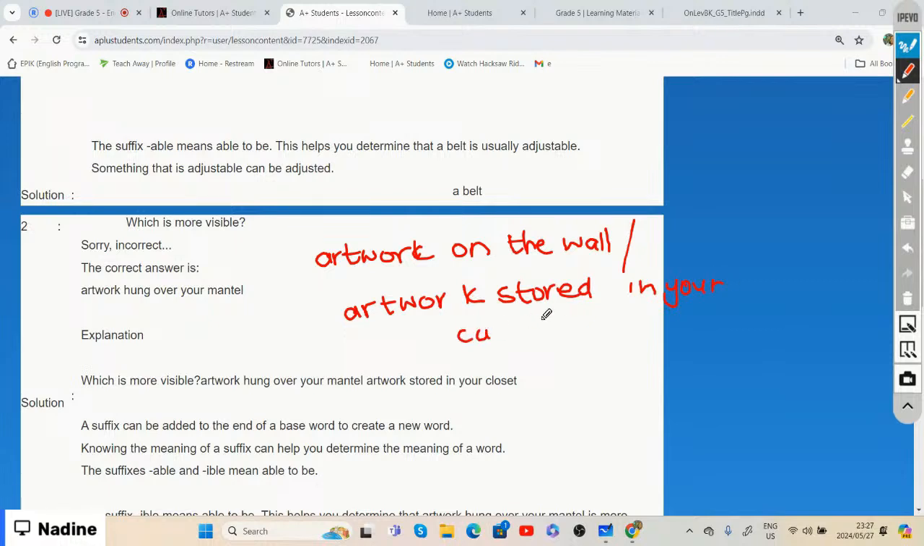Which one is, let's say, closet? Which one is more visible that you are able to see? Is it artwork that is on your wall or that's hanging on your wall or artwork that is stored in your closet? Something that is more visible.